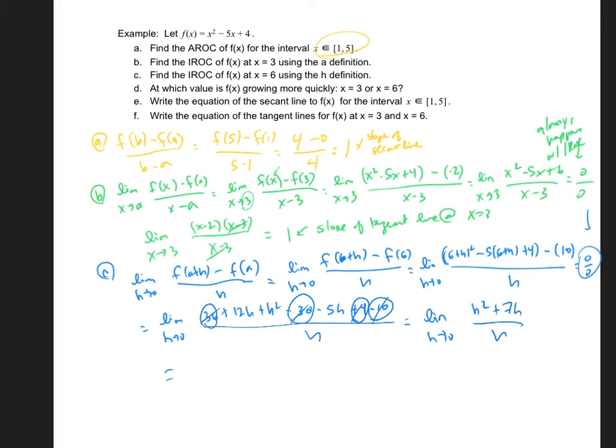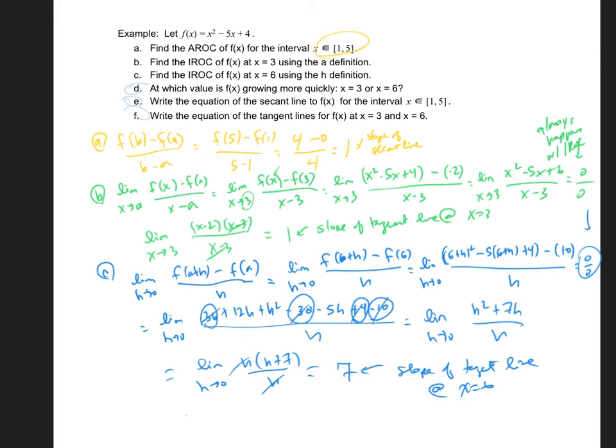And now I can factor out the h on top, simplify, and now I'm ready to find this limit by plugging in 0 for h. And I get 7. So this 7 is the slope of the tangent line at x equals 6.